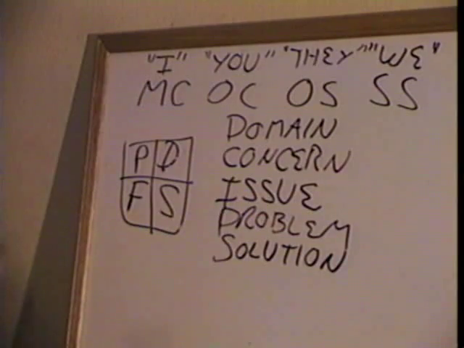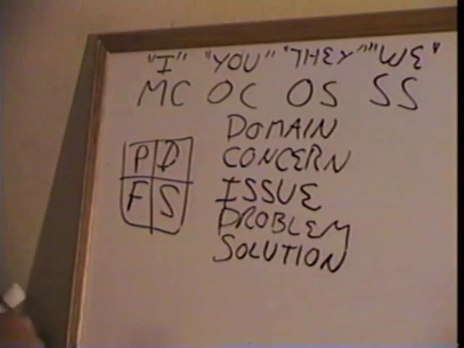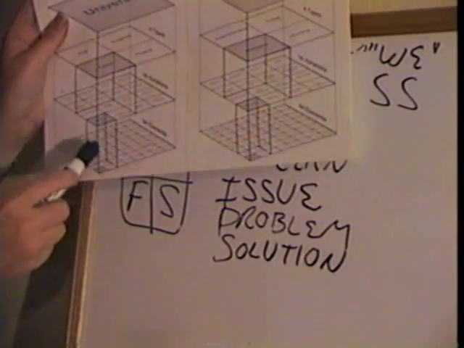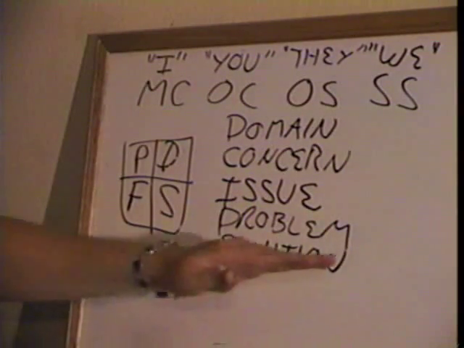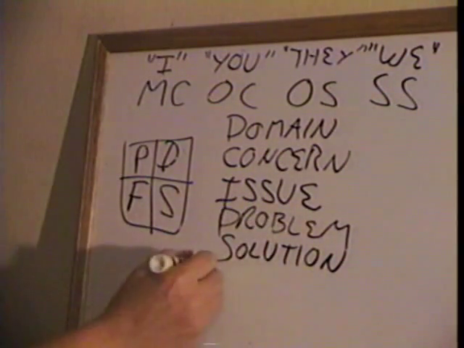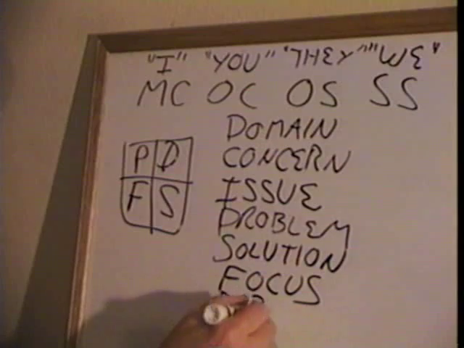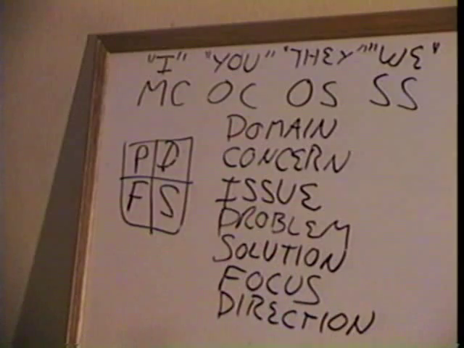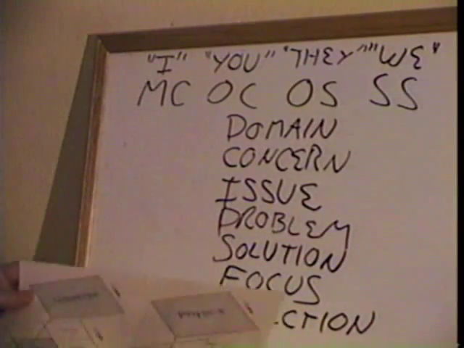So every story then has 4 through lines, and each through line not only goes from top to bottom of the chart to have a domain, and within that a particular concern, and within that concern an issue, and within that issue a particular problem, but horizontally the problem is now looking at those elements and saying there's a problem, a solution, a focus, and a direction at the very lowest level of each of the 4 through lines, each of the 4 domains.